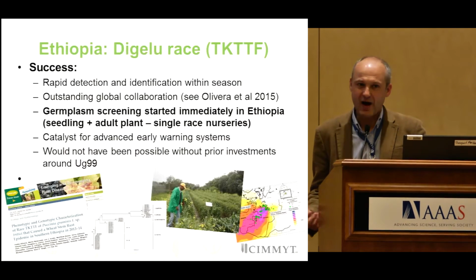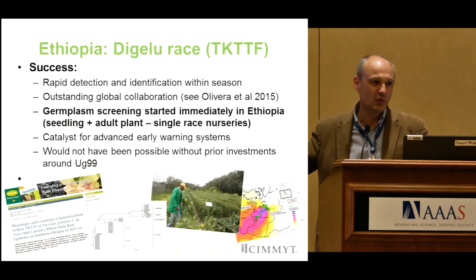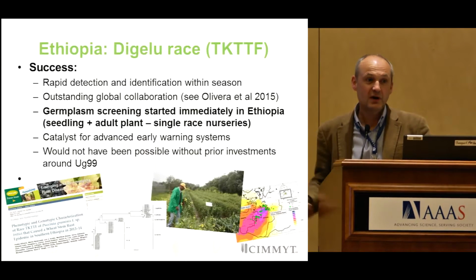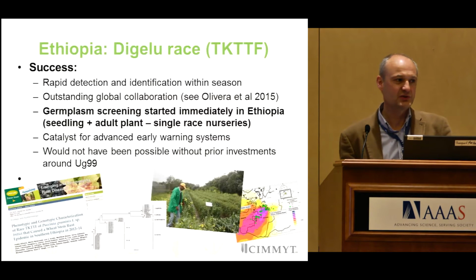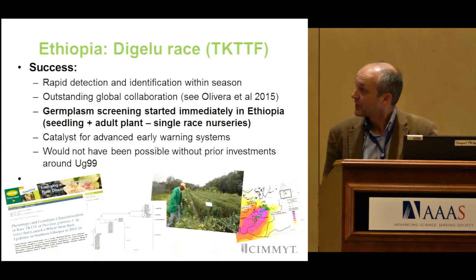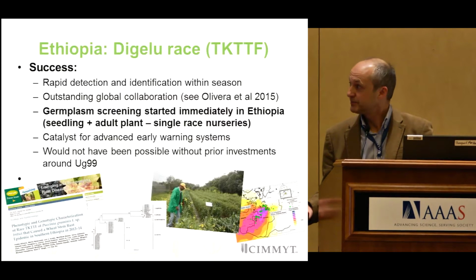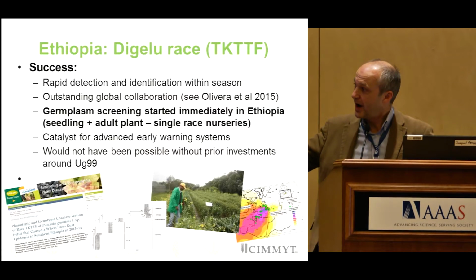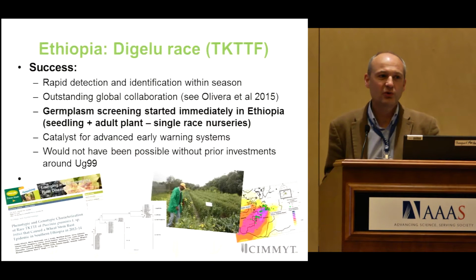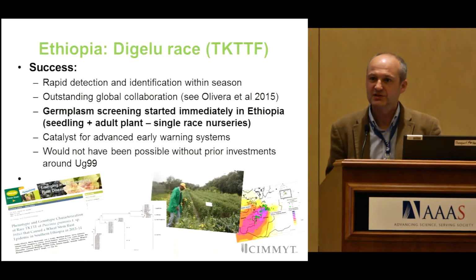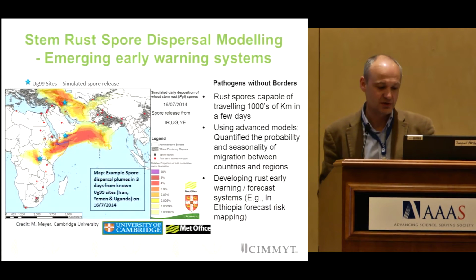But the success around that failure was that within the same season we'd worked out what this new race was. We'd got amazing collaboration. There was a paper, I think there's 20 plus authors on that from all over the world. Germplasm screening started immediately with this new race. It catalyzed advanced early warning systems, and basically that reaction wouldn't have been possible without the prior investments in UG99. So the fact we could respond so quickly was a success.